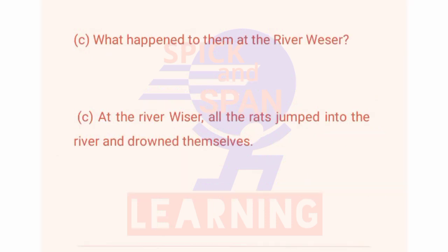Now last question, number C. What happened to them at River Weser? Answer. At the River Weser, all the rats jumped into the river and drowned themselves.